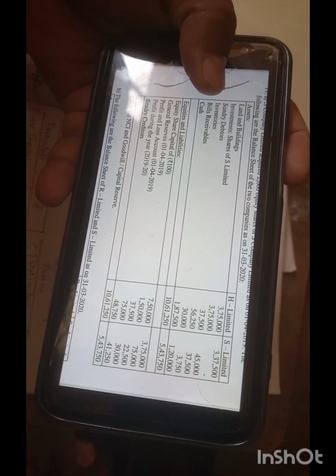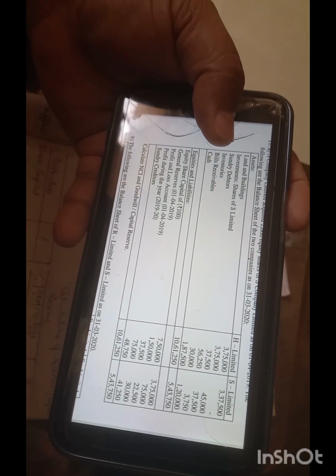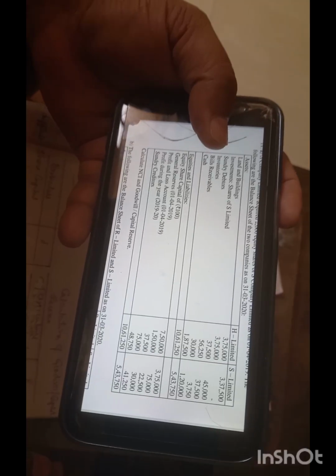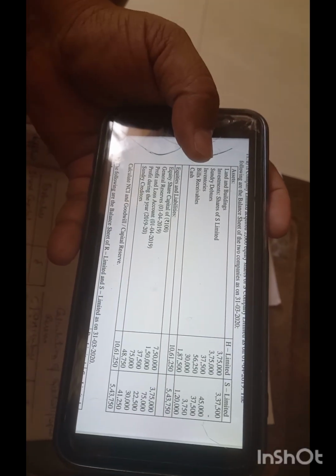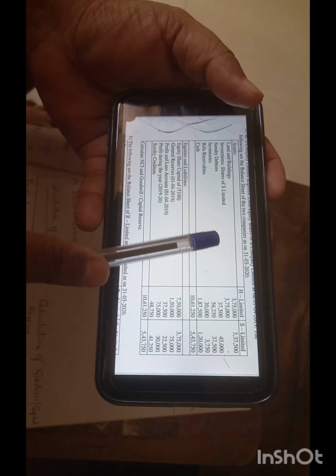H Limited acquired 2000 equity shares of S Company Limited as on 1/4/2019. Following is the balance sheet of the two companies as on 31/3/2020. H Company acquired totally 2000 shares. For that, they are paying 3,75,000. That is investments in S Limited. For 2000 shares, they are investing 3,75,000.